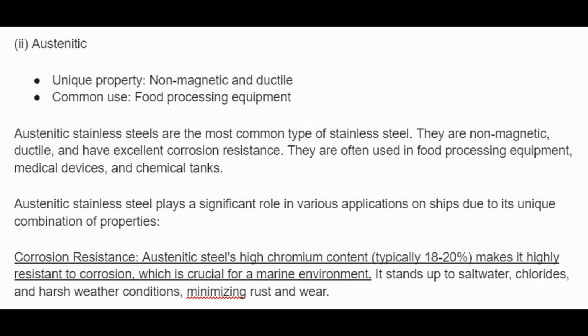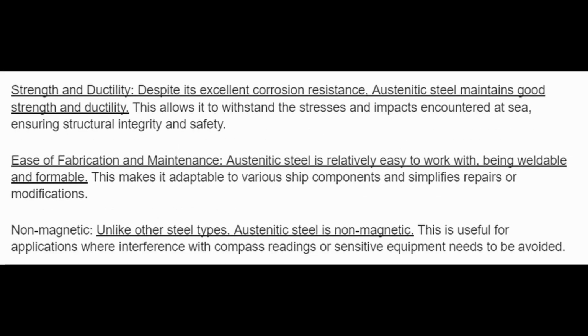Corrosion resistance. Austenitic steel's high chromium content, typically 18 to 20%, makes it highly resistant to corrosion, which is crucial for a marine environment. It stands up to salt water, chlorides, and harsh weather conditions, minimizing rust and wear. Strength and ductility. Despite its excellent corrosion resistance, austenitic steel maintains good strength and ductility. This allows it to withstand the stresses and impacts encountered at sea, ensuring structural integrity and safety.